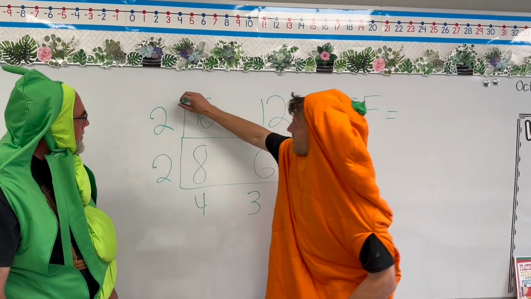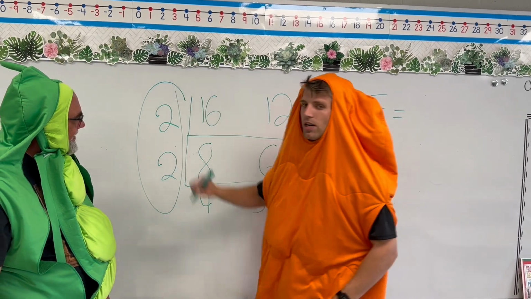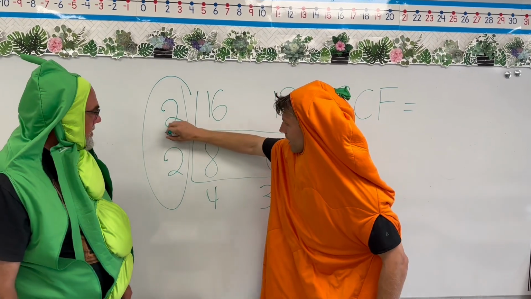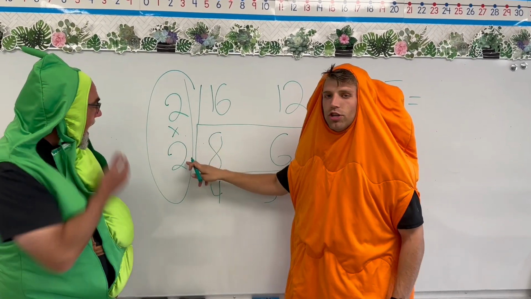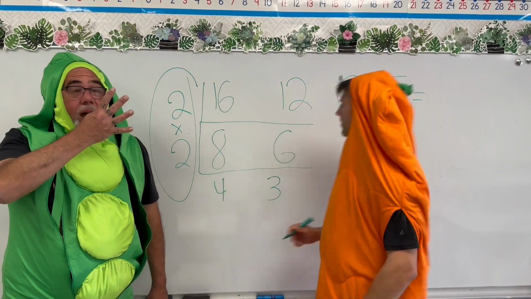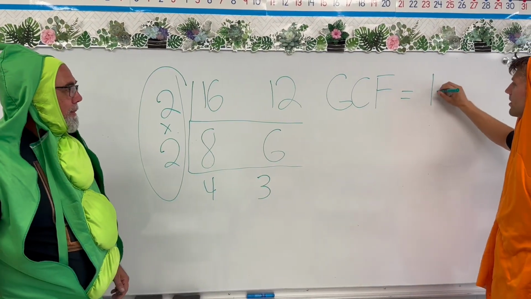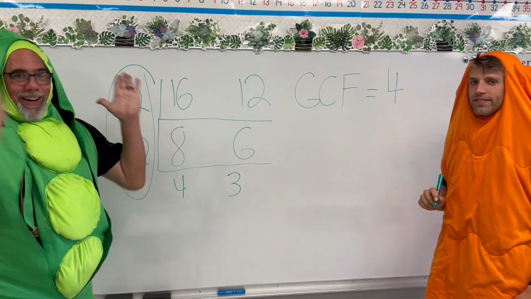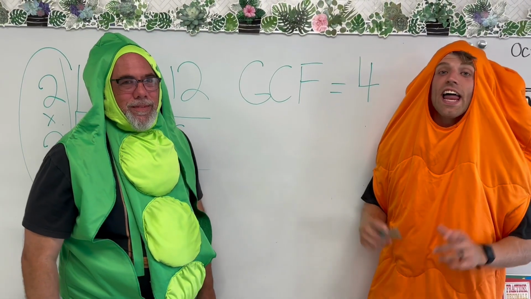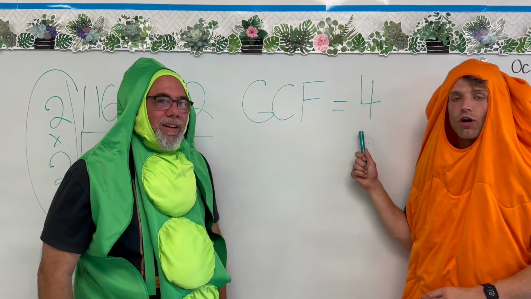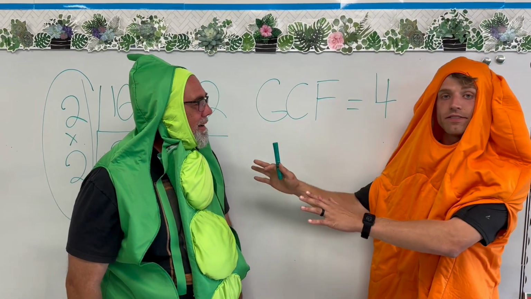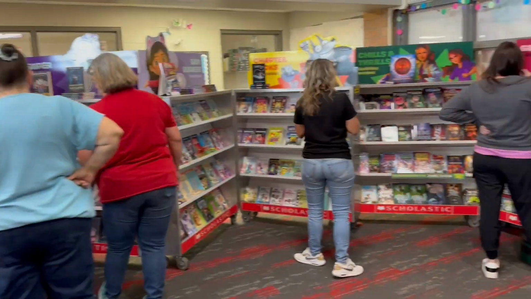What we do, take this left side of our ladder. What do we put in between them? Multiplication. 2 times 2 is 4. Our greatest common factor is 4. Now, we would find we have 4 bags of veggies filled with peas and carrots.